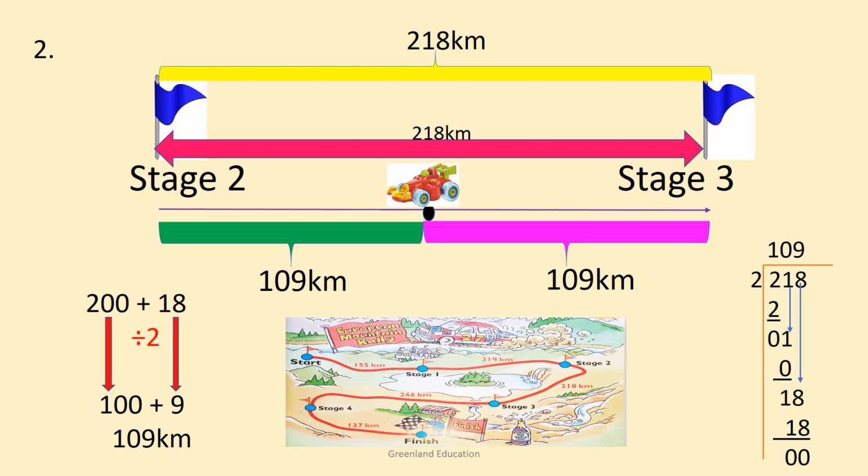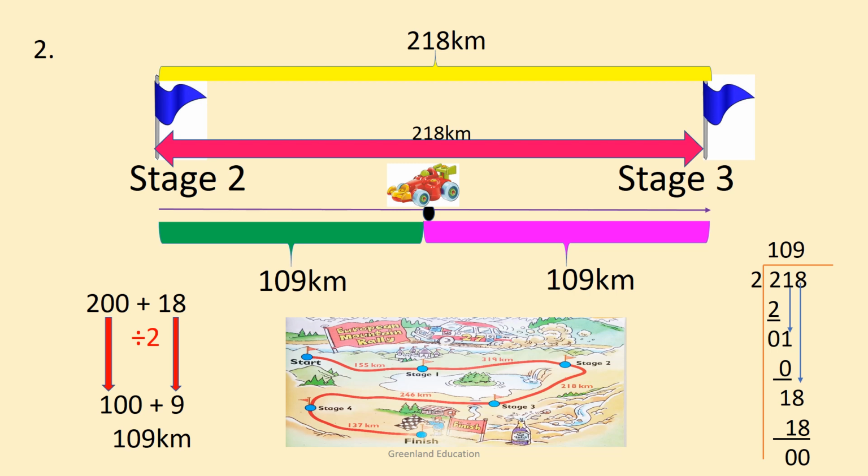Second question. It says the Swedish car breaks down halfway between stage 2 and stage 3. How far is the car from stage 1? How far is the car from stage 4? Now we'll do the second question, A part, first. Look at the picture. First of all, you want to find where the car is.